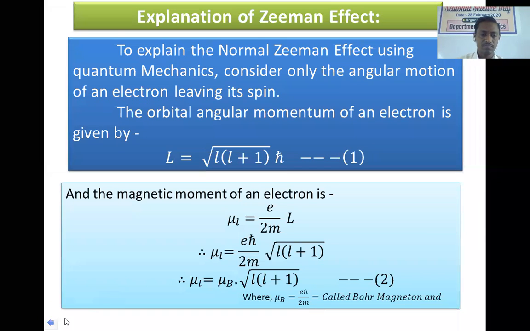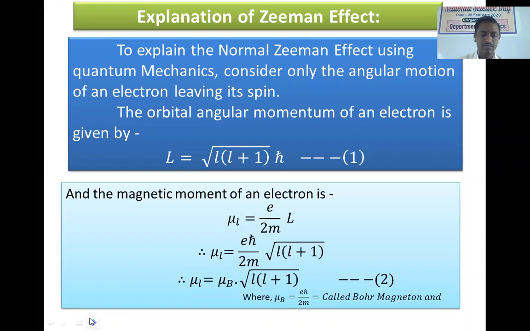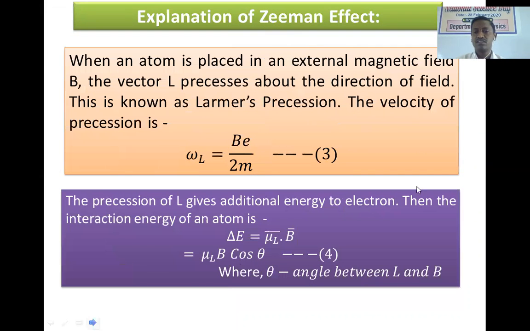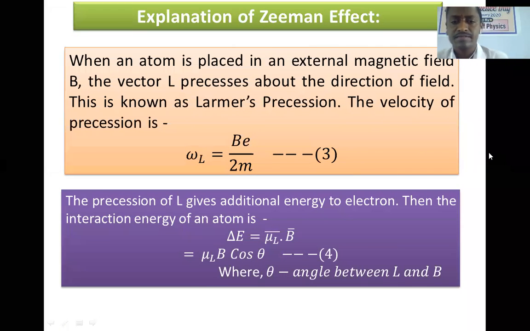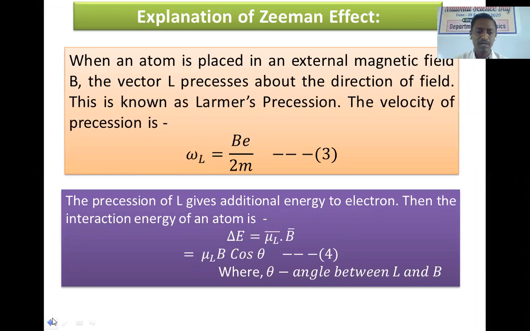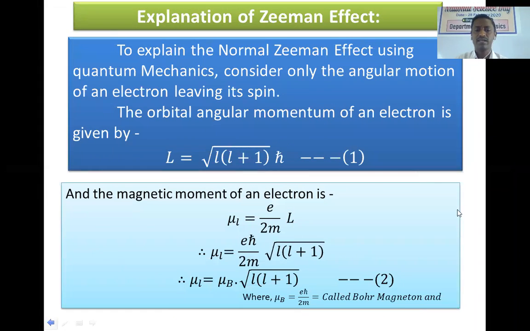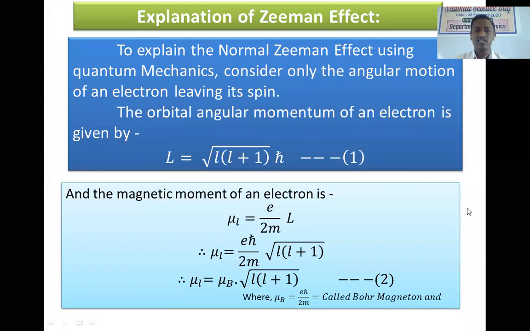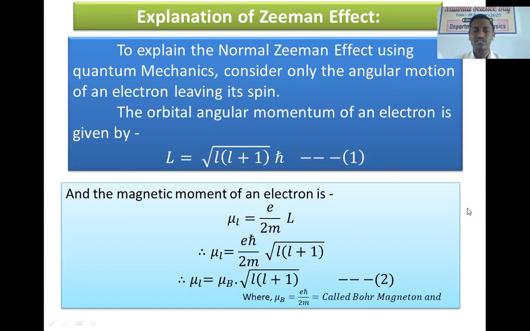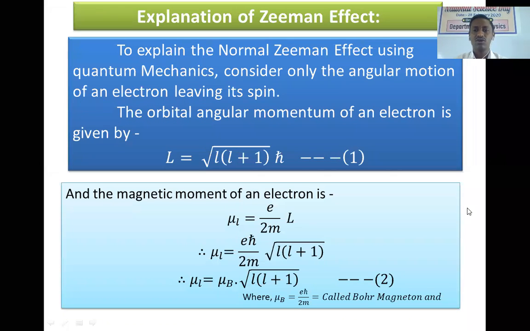Now, up to equation number 2, we have found the value of the magnetic moment of an electron. It is obtained before the application of the magnetic field. Means these are the values possessed by electrons before entering a magnetic field, or before the application of an external magnetic field to the spectral lines.